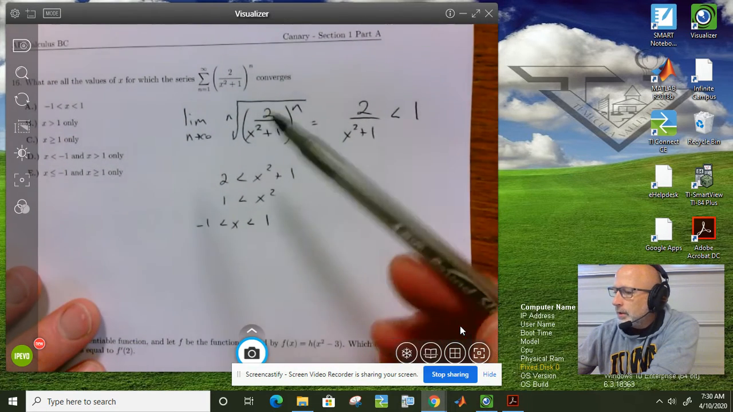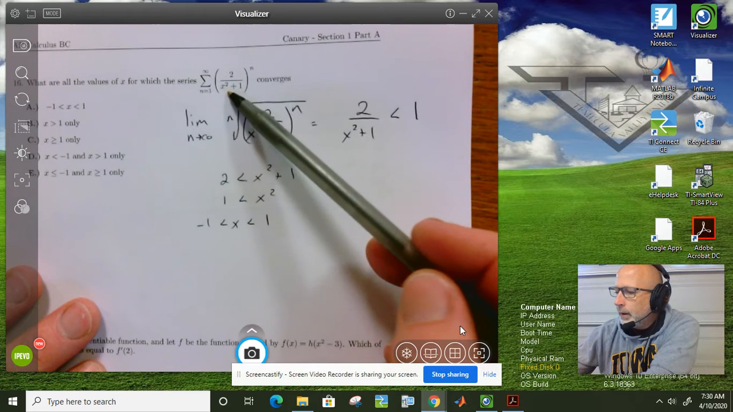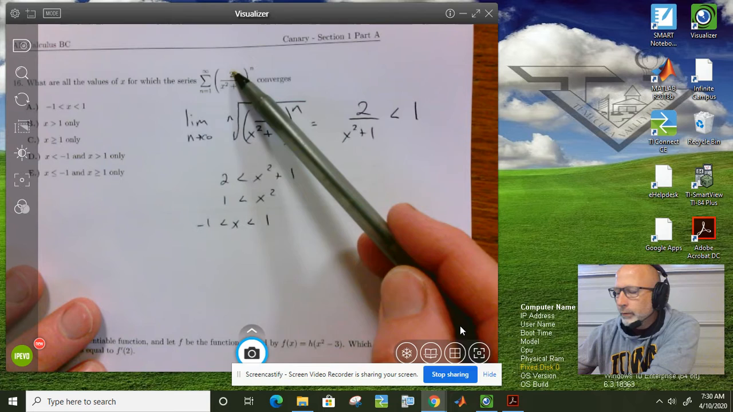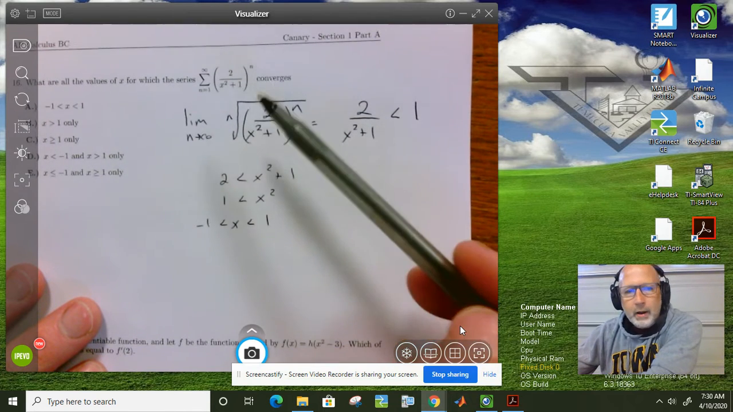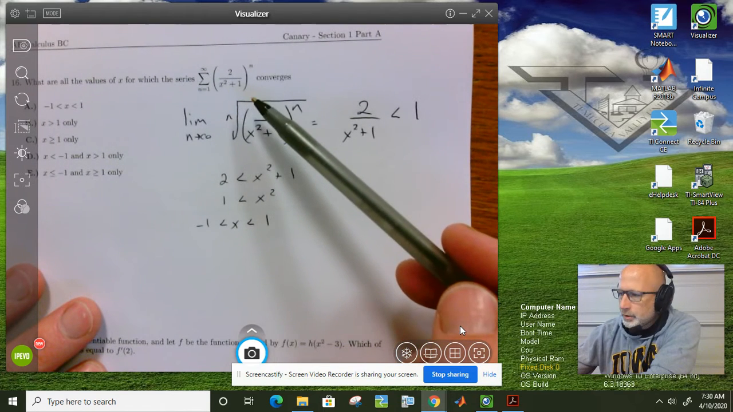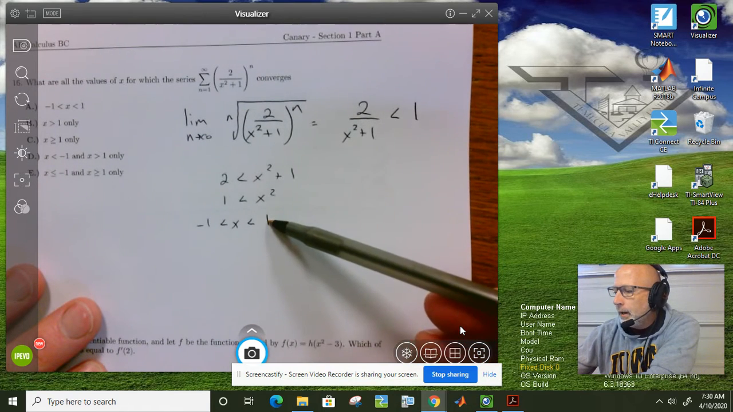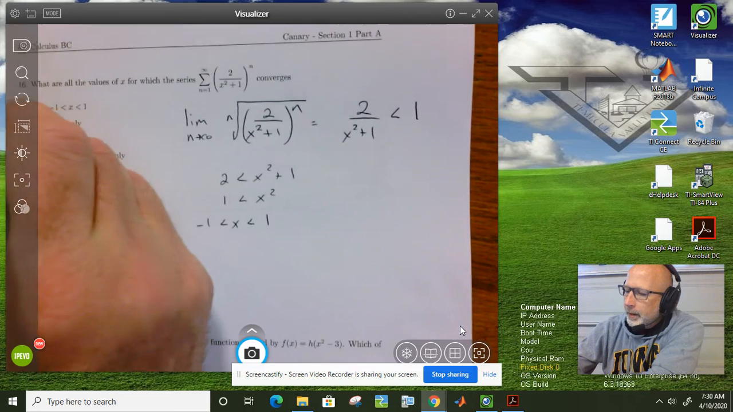So where do I go? I go back to the original. Going back to the original, I'll plug in -1. If I square -1, I get 1. 1 plus 1 is 2. 2 over 2 gives me 1. 1 to the power of n is going to diverge. It's just a bunch of ones added together. Same thing can be said for 1 here. So the answer would have to be A.